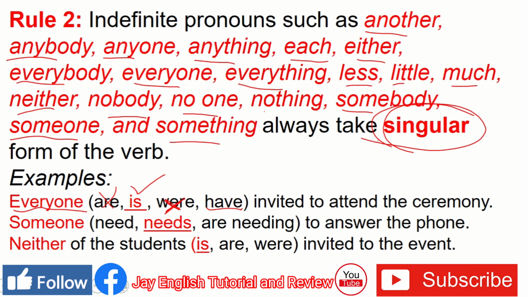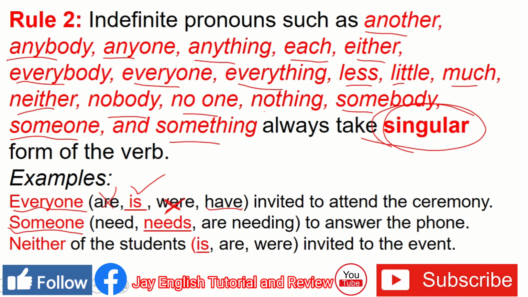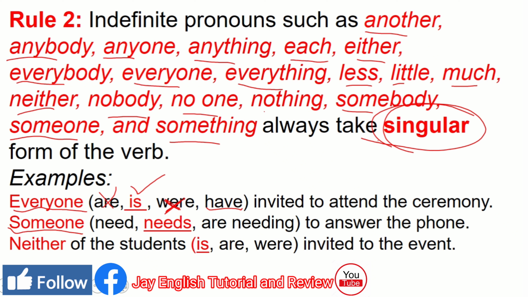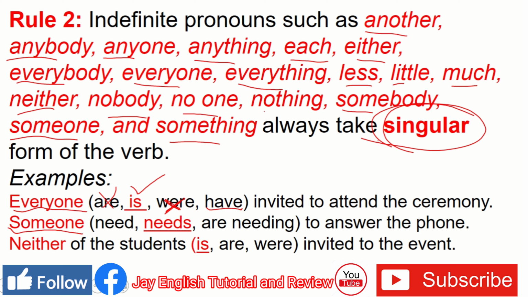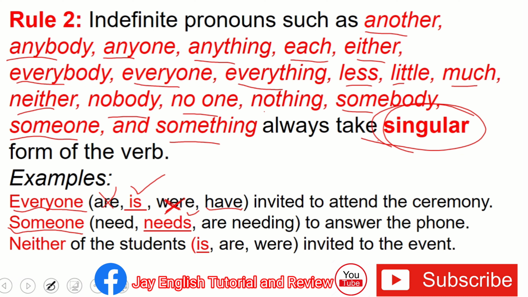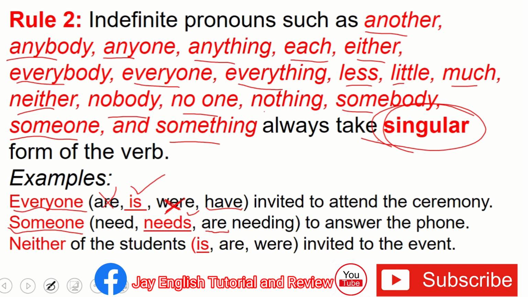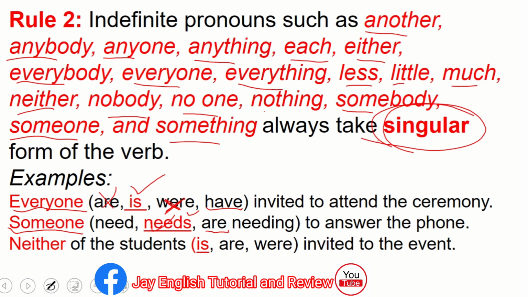Another example, someone. So we're using someone here as a subject. Needs are needing to answer the phone. Okay, I told you earlier, need is a regular verb, okay? If you're using a regular verb, to make that into a singular form, just add s. Okay? Just add s. So from need is plural, needs is singular. Then are needing, because of the verb are, it is plural. So the correct answer here is someone needs. You just add s to the regular verb need. Okay, this is correct. Needs.